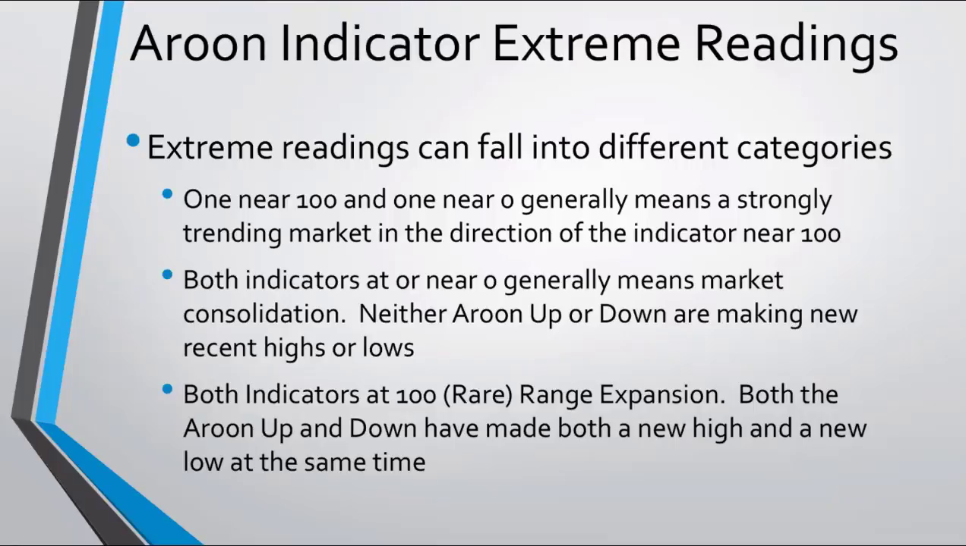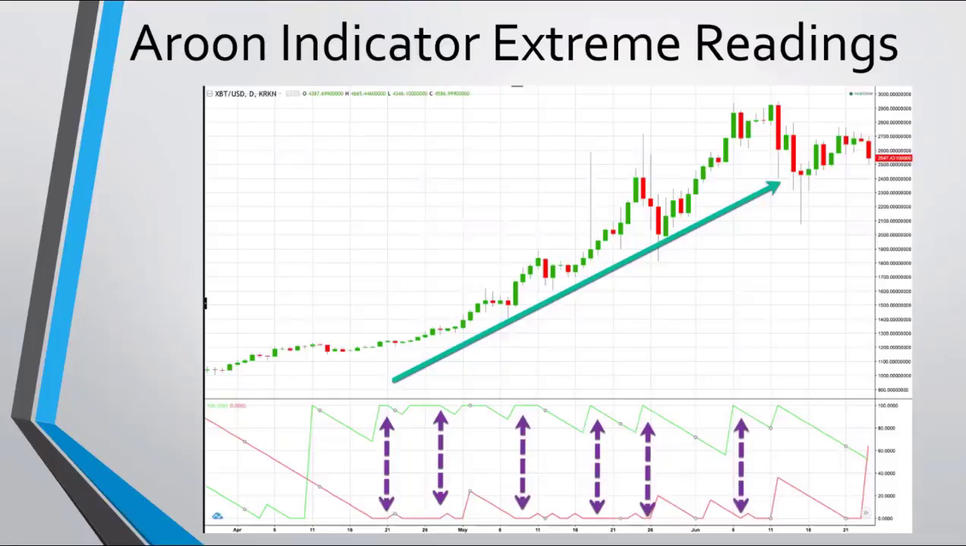Or both indicators at or near 100, which is very rare, and it doesn't have to happen on the same bar, but within a couple bars of each other. That's range expansion. It means it's gone up and made new highs and also new lows. That is expanding both up and down. And again, that's a pretty rare case. You're not going to see that very often.